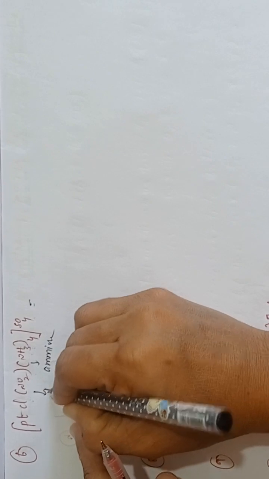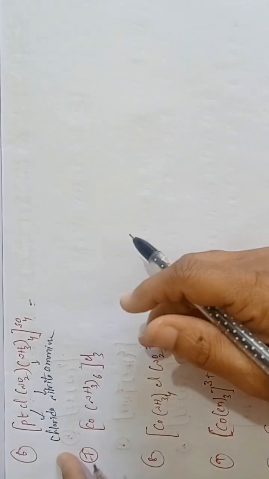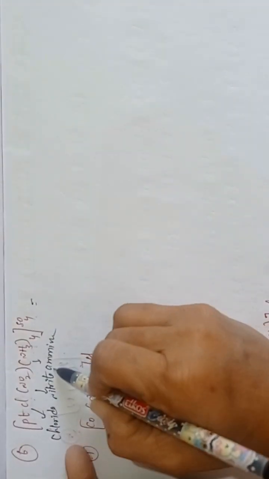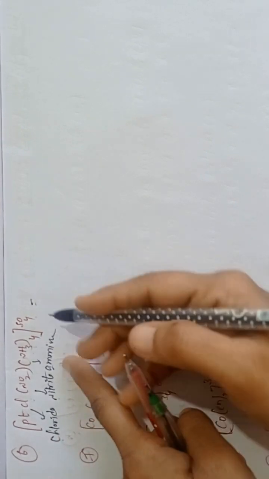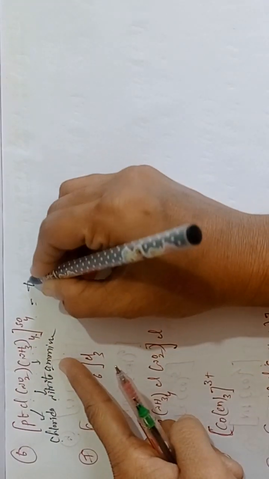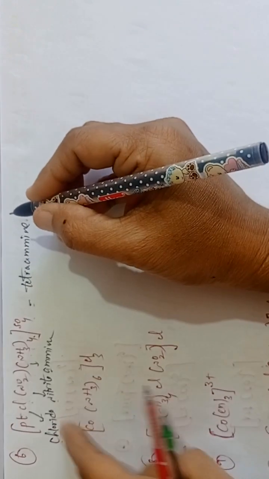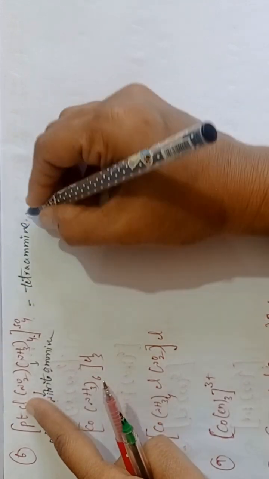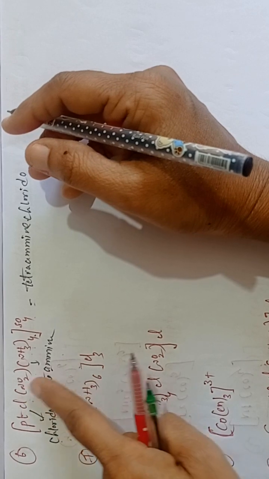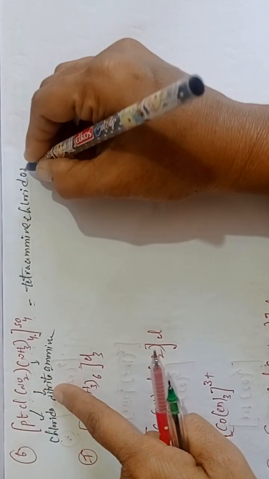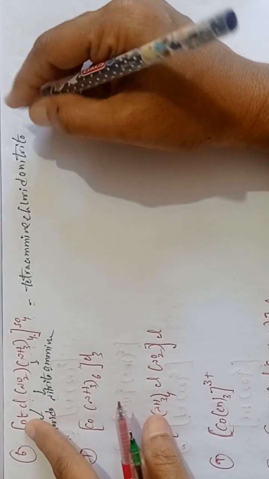This is nitrito. This is chlorido. Which letter is coming first? Alphabetical order: A, first letter. Next C will come. Next N will come. So first the amine name we should write, tetra: 4 are there. So tetraamine. Clear? Next chlorine, how many are there? Only one chlorine. Chlorido. Tetraamine chlorido. Clear? Next nitrito.